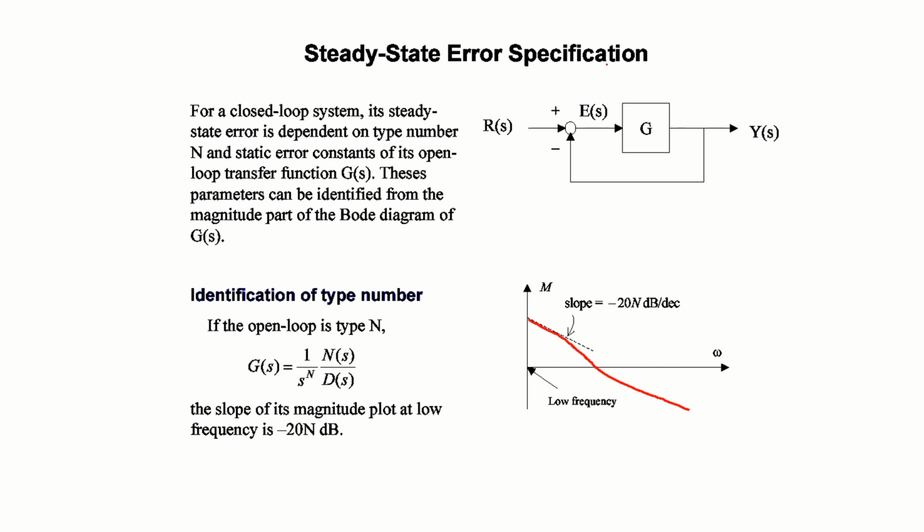Then there are steady state error specifications. You know, steady state error is equal to limit s tending to 0 of s times r of s divided by 1 plus g of s h of s. Correct?